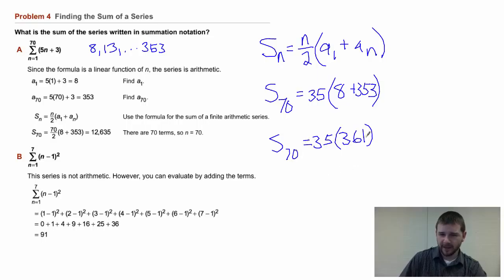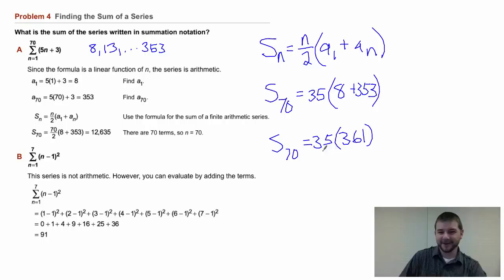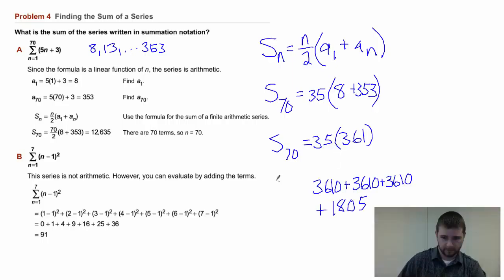And so we need to multiply 361 times 35. And I know what you're thinking. And we actually can do that. Let's consider 35 to be 10 plus 10 plus 10 plus 5.